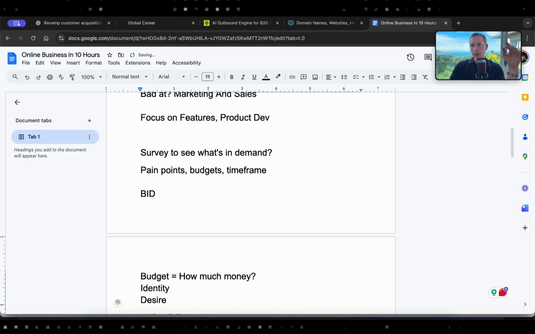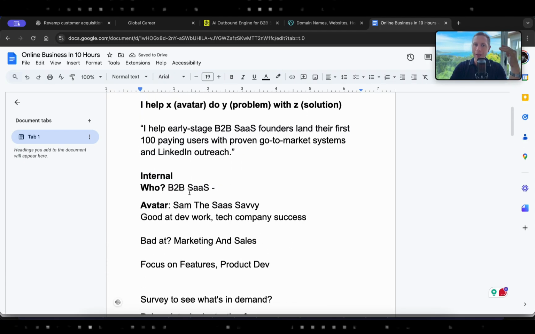The problem with this offer, just by looking at it, is that a lot of early stage B2B founders just don't have money, right?